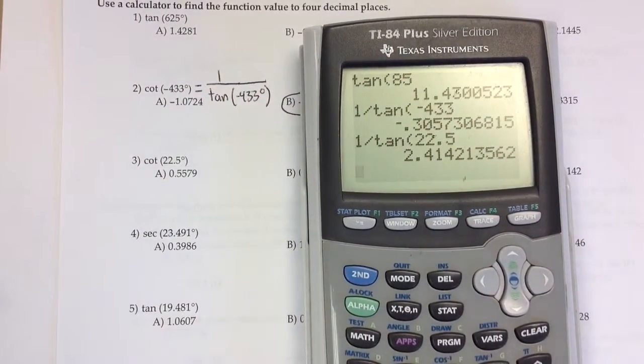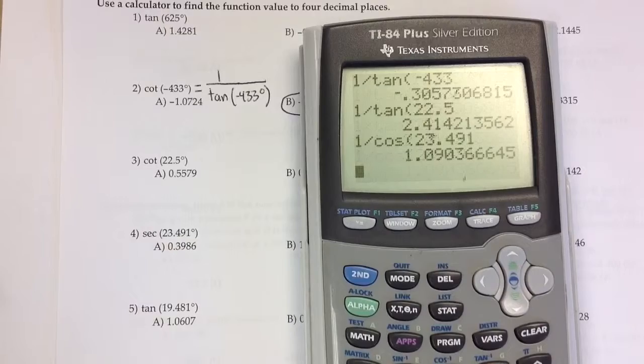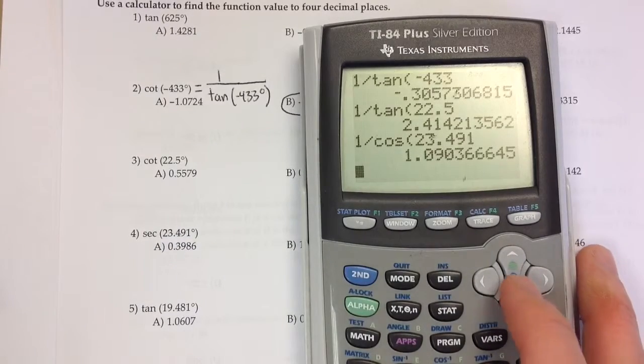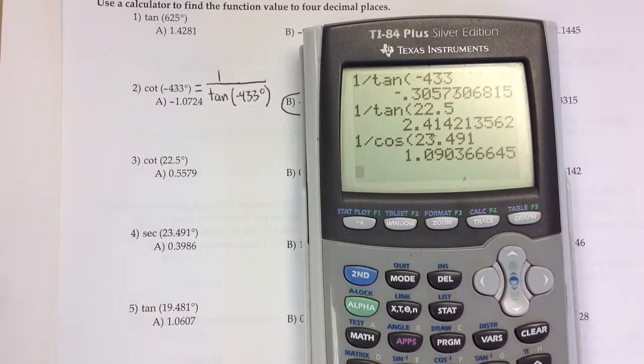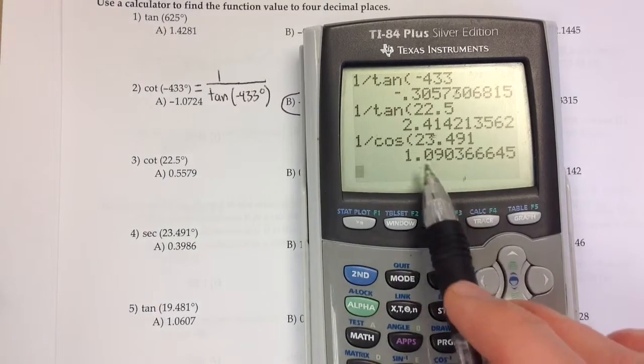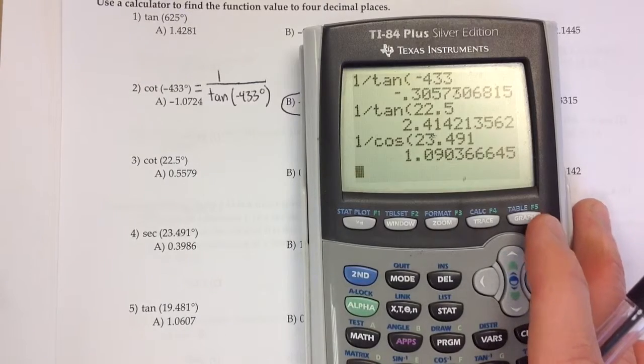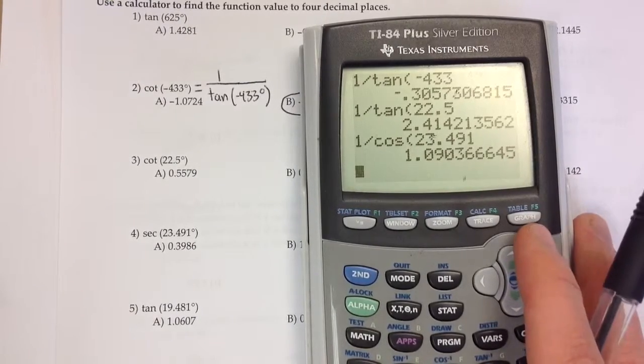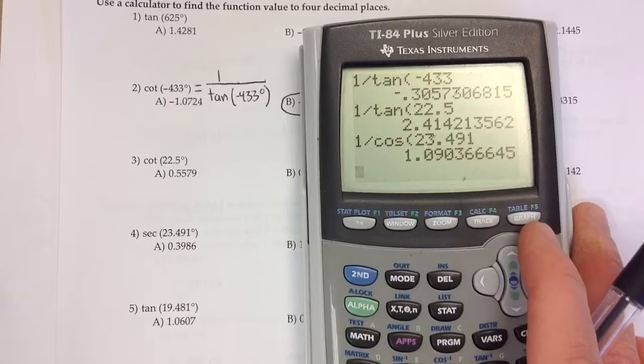We'll try to make this interactive. Secant, what should I type? Excellent. 1 over cosine. 23.491. Enter. 1.09. So that's the ratio of hypotenuse to adjacent for a 23.491 degree angle. The ratio is 1.09 to 1 about. Which makes sense because the hypotenuse is the largest side.